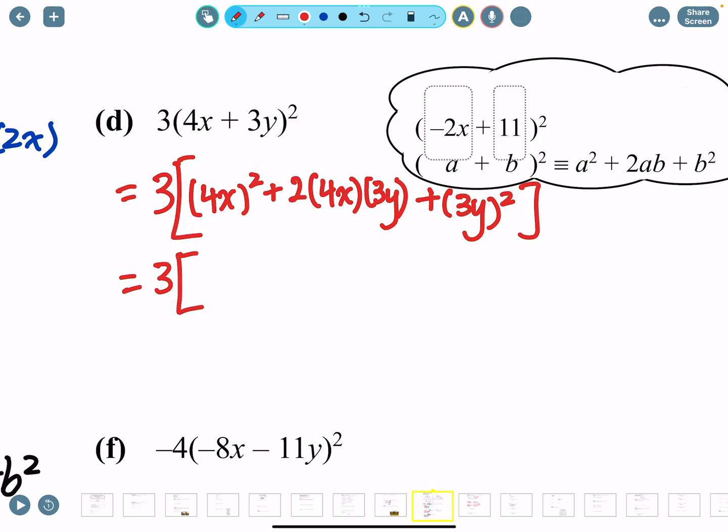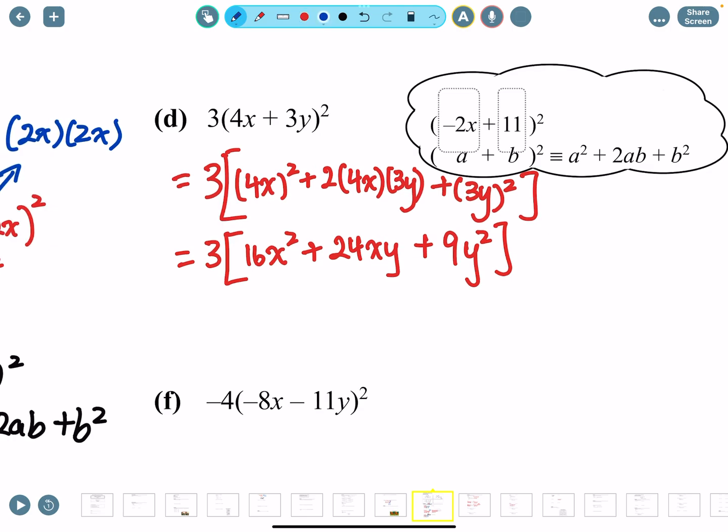So 4x times 4x will be 16x squared. Plus 2 times 4 times 3. 8 times 3 will be 24xy. Plus 3 squared is 9. 3 times 3, right, is 9. It's not 6. It's not 3 times 2. It's 3 times 3, which is 9. y squared is y squared.